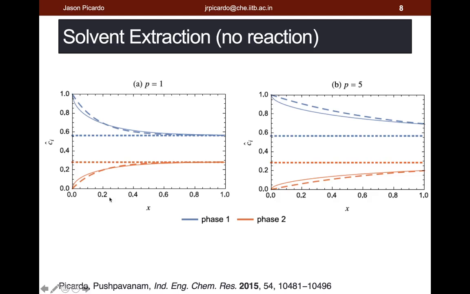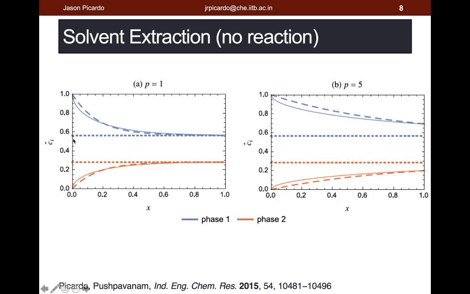So now let's compare the results. You have three different curves here. The solid blue is phase 1, the red is phase 2. The continuous lines are the exact solution of the full partial differential equations. You see that as expected, the solute enters in phase 1, and as you go down the length of the channel, it gets transferred into phase 2. So the concentration in phase 2 increases.